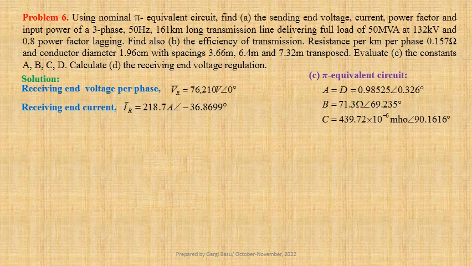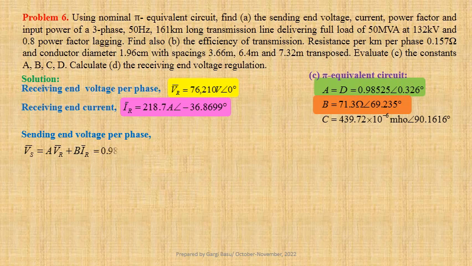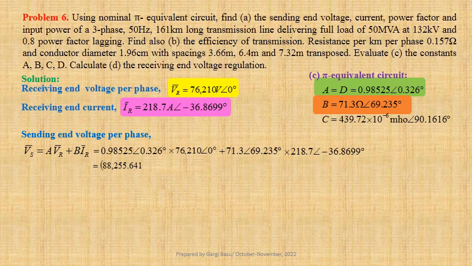439.72 into 10 to the power minus 6 mho at an angle 90.1616 degree. Expression for sending end voltage per phase Vs equals A times VR plus B times IR. Using values we get 0.98525 at an angle 0.326 degree into 76,210 at an angle 0 degree plus 71.3 at an angle 69.235 degree into 218.7 at an angle minus 36.8699 degree. That gives us 88,255.641 plus j times 8,774.5117 volt. This may be written in polar form as 88,690.756 volt at an angle 5.678 degree.